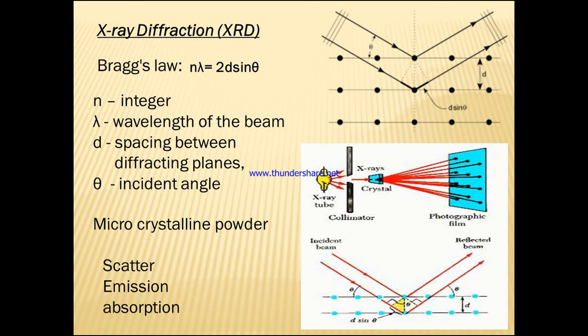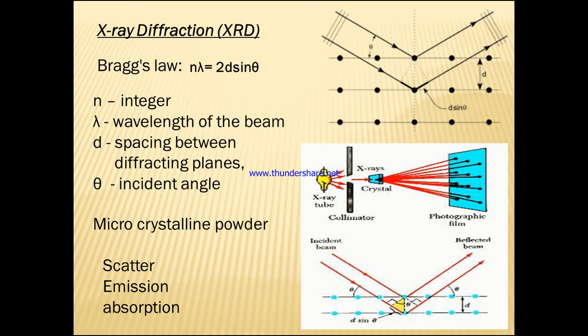By measuring the angle and the intensity of this diffracted beam, a crystallographer can produce a three-dimensional picture of the density of electrons within the crystal. From this electron density, the positions of the atoms in the crystal can be determined, as well as the chemical bonding, their disorders and other information. That can be analyzed by using this X-ray diffraction.